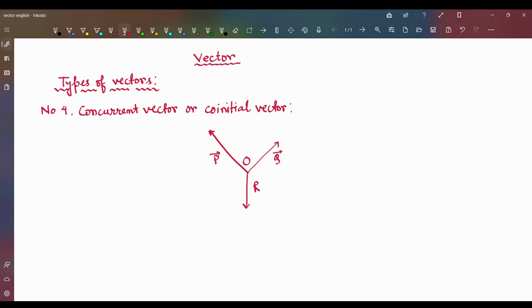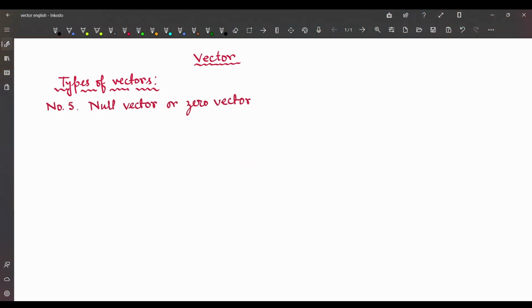Number 5. Zero vector or null vector. If the magnitude of a vector is 0 and there is no arbitrary direction, then that vector is treated as a null vector. It is denoted by a point. Suppose two opposite vectors act from a point, then the resultant should be 0, because the magnitude remains the same but they are directed oppositely, so the effects of each other are cancelled.